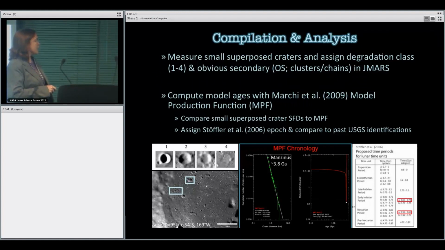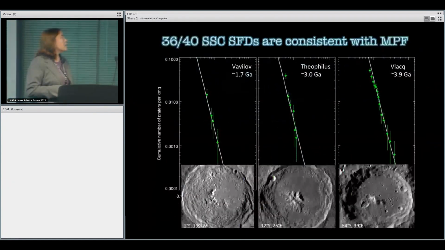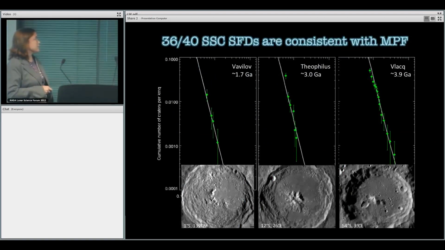By doing this, we can also compare the shape of our crater SFDs to the MPF. And that's our first result: we find that almost all of our SFDs were consistent with the MPF. Here I show 3 examples at 3 different ages, showing that they cover a wide range of age and crater density. This is an indication that the MPF is possibly a very good representation of the impactor population, in this case the NEO population, and that our data is hopefully mostly primary craters and not very much contaminated by secondary craters.